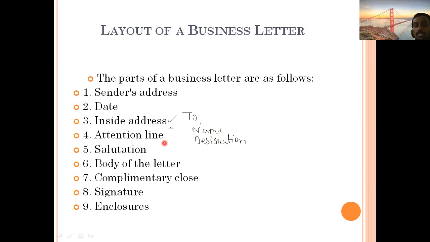Okay. Then next is the attention line. What is this attention line? Main point. Subject. It is the subject. Attention line is nothing but the subject. So why write a subject? What to write in the subject?